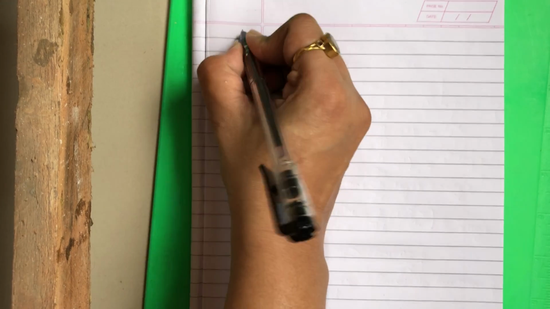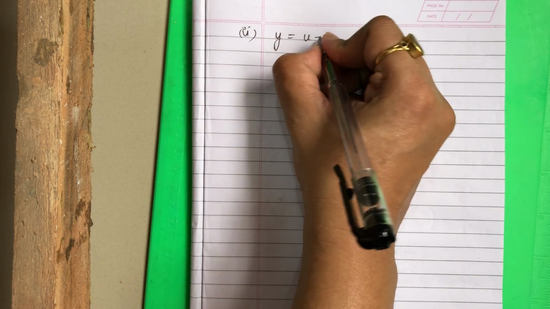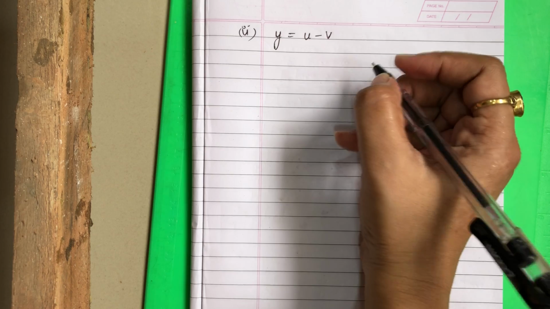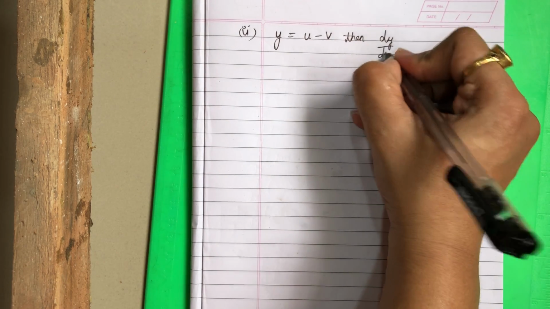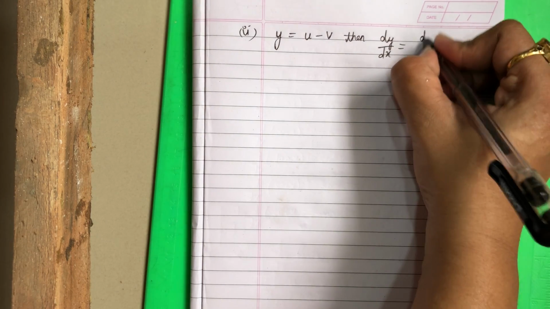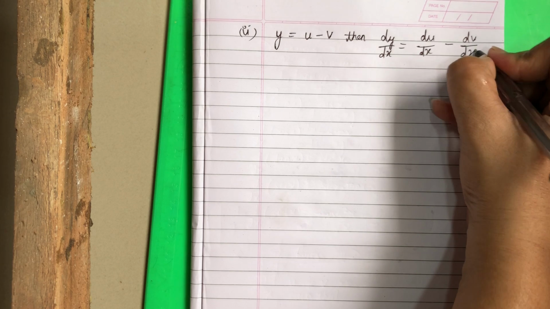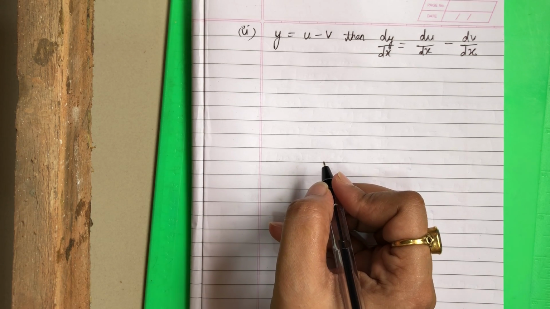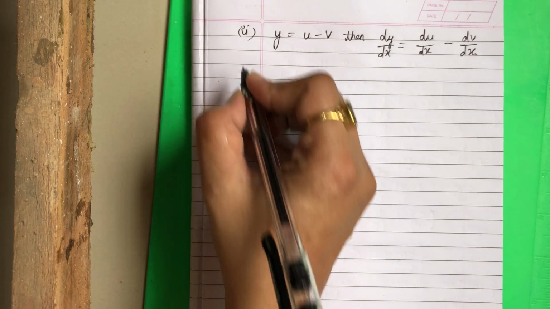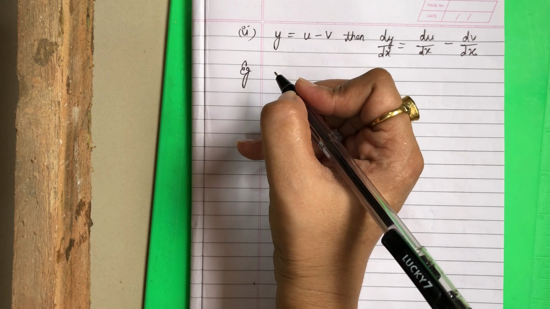So, second rule is: if y is equal to u minus v, then dy by dx is equal to du by dx minus dv by dx. This is your second rule. Again we are explaining this rule by using an example, because directly stating it doesn't make any sense.